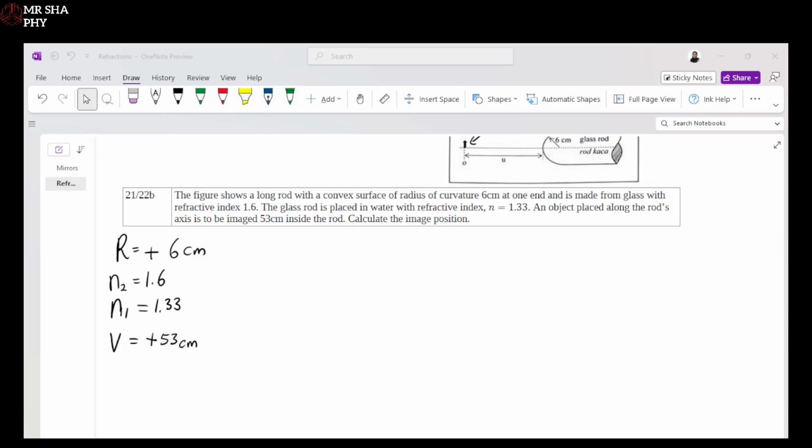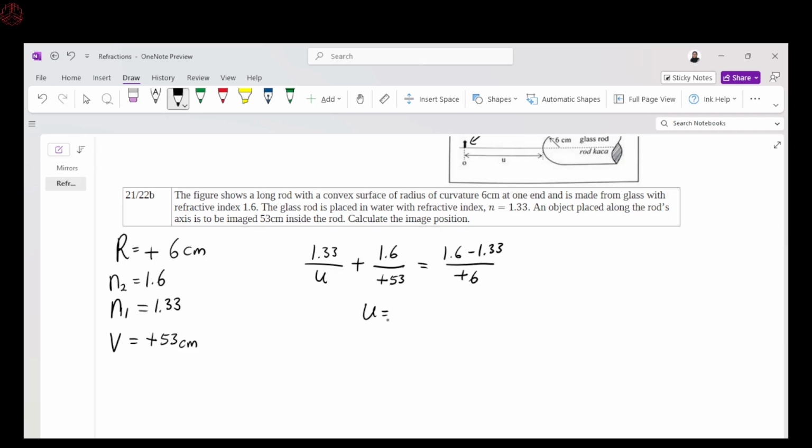Okay, so once we have read the whole question, we can now proceed with applying the equation to this question. I have n1 to be 1.33. The image position is what I'm looking for, plus the 1.6, which is where the object is not, and then I have v, which is positive 53. Then I take the difference between 1.6 and 1.33 and divide that by positive 6.